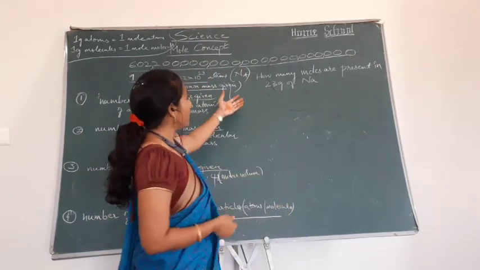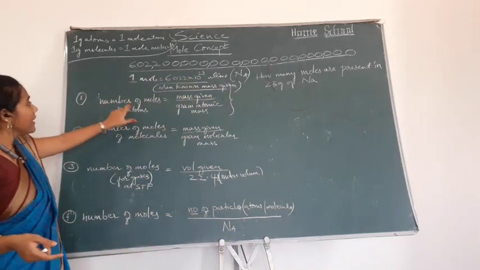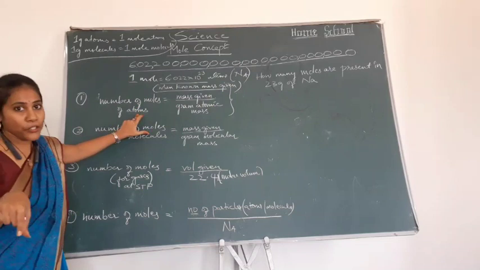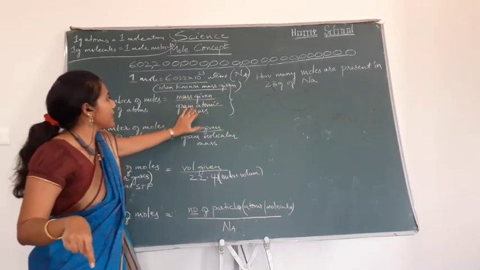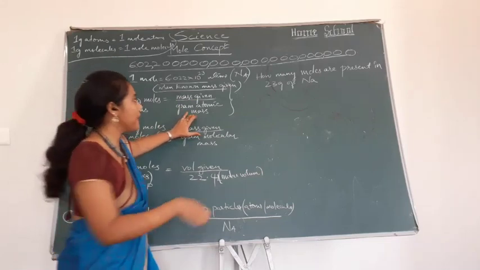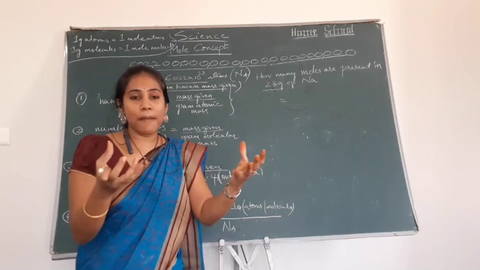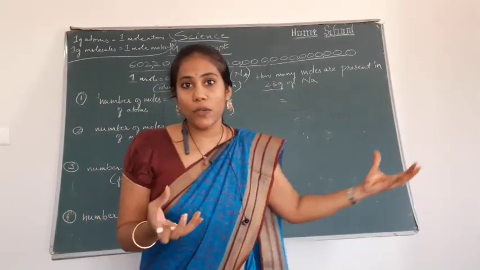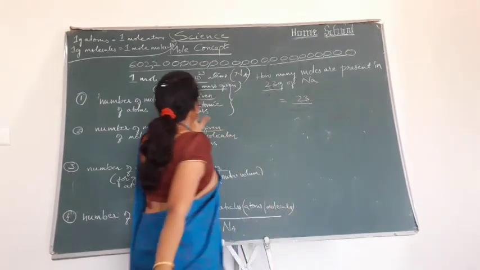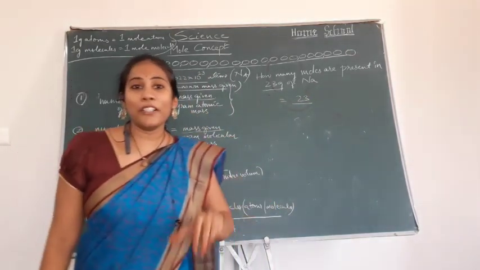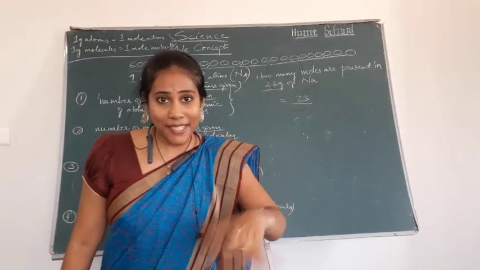What is the formula you will use here? You want to find the number of moles of atoms, so you use mass given divided by gram atomic mass. What is the mass given? This is the mass, and in this mass how many moles are there, that is the question. So it is 23 divided by sodium's gram atomic mass, meaning the atomic mass digit only.